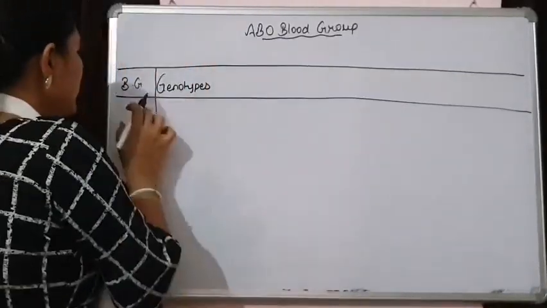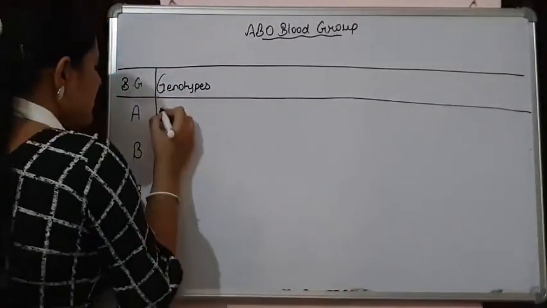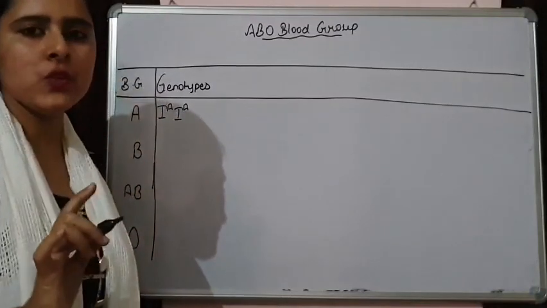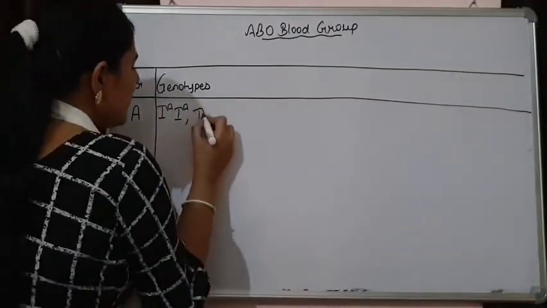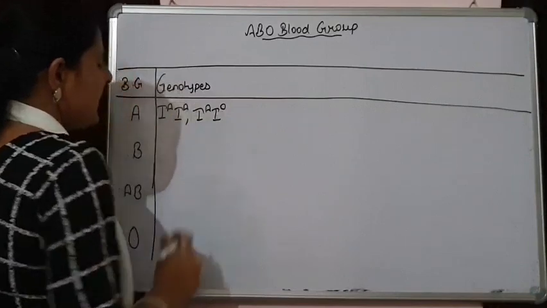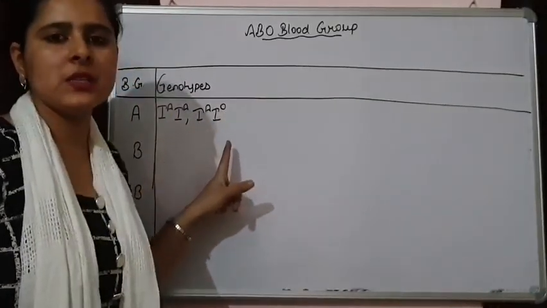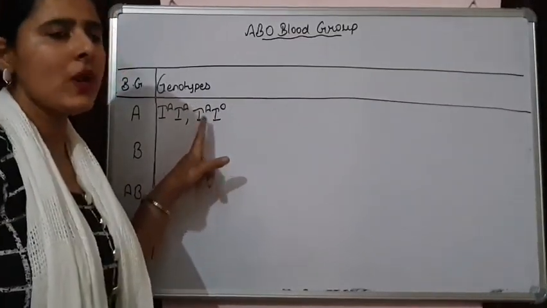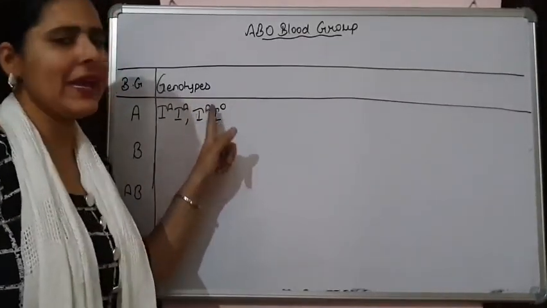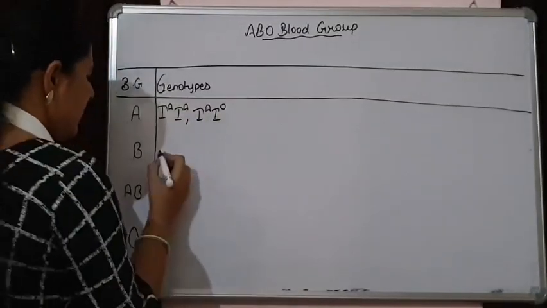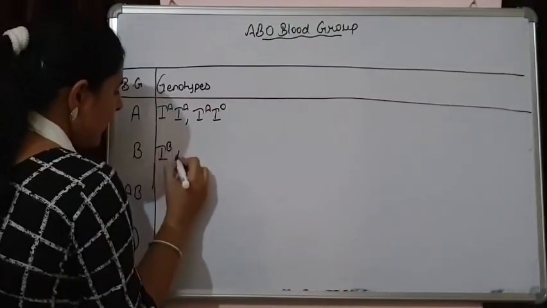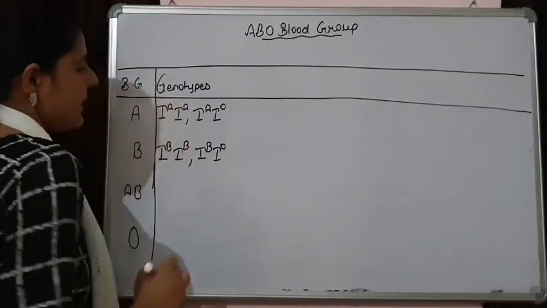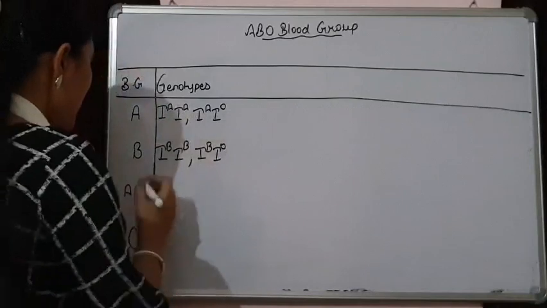For the individual with blood group A, 2 possible genotypes are there. Either the individual will be homozygous for A or heterozygous for A. Here O is not going to express itself because that is a recessive one. IA is dominant, so in heterozygous condition also IA is going to express itself. For IB also, a homozygous dominant situation or a heterozygous situation will be there.